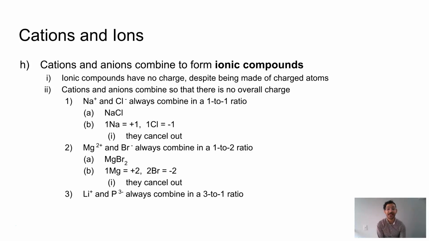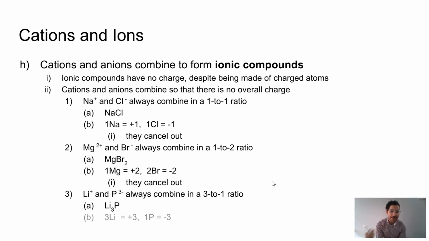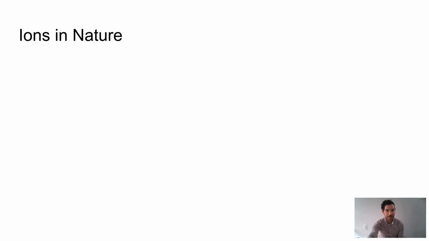If I were to put together a lithium and a phosphorus anion, or what we would call a phosphide ion, they're always going to combine in a 3-to-1 ratio. It's going to be Li3P, because we need 3 lithiums to make +3, which is going to balance out one of those phosphorus ions with a -3, and then they will cancel out. Nifty, nifty, nifty. So, ions in nature do pretty rad stuff.